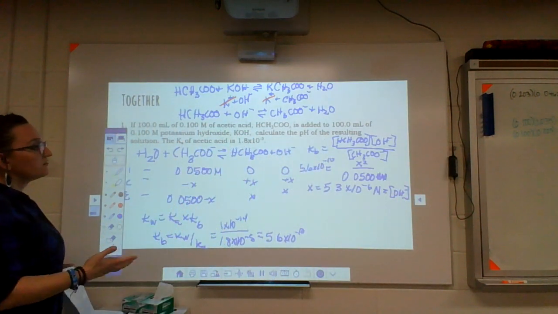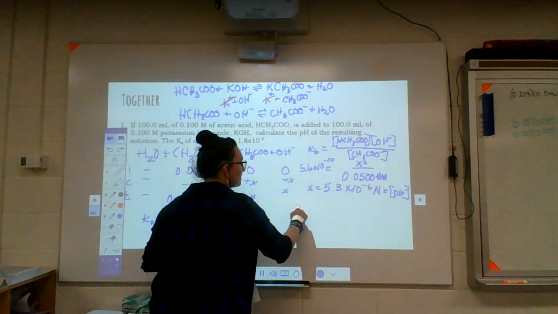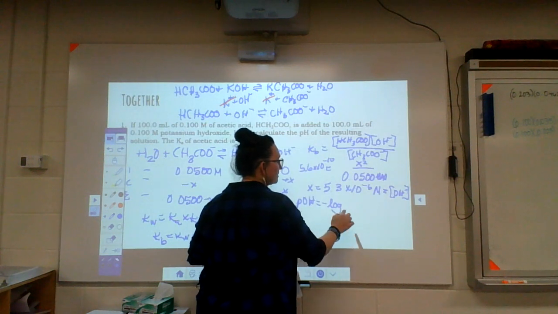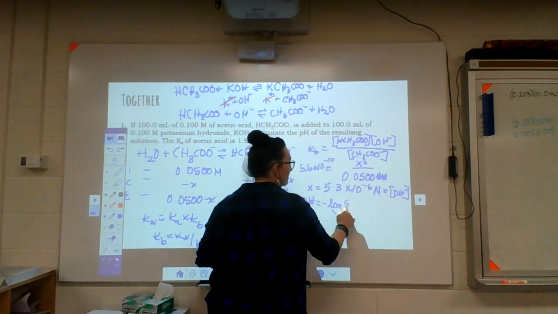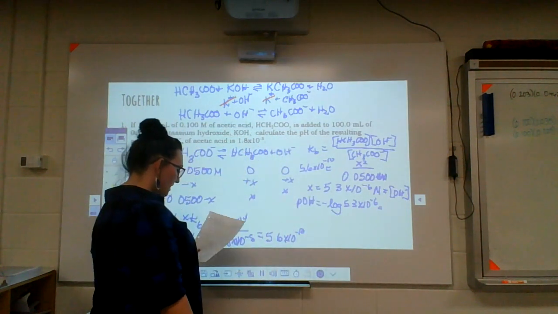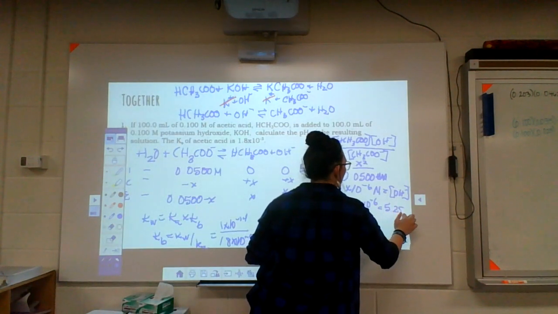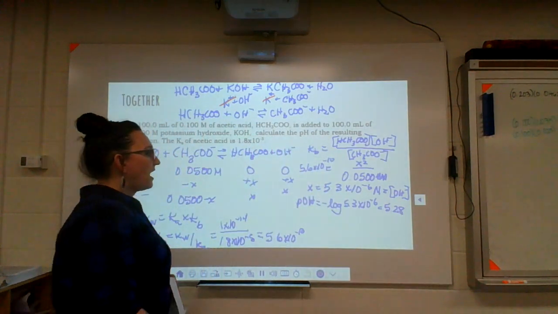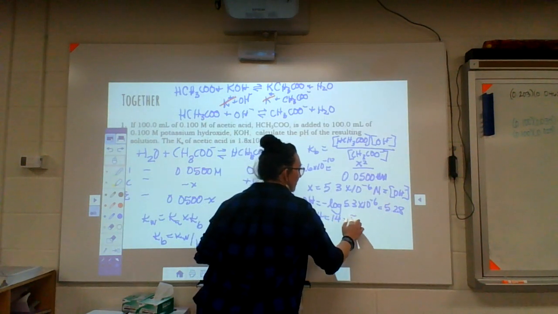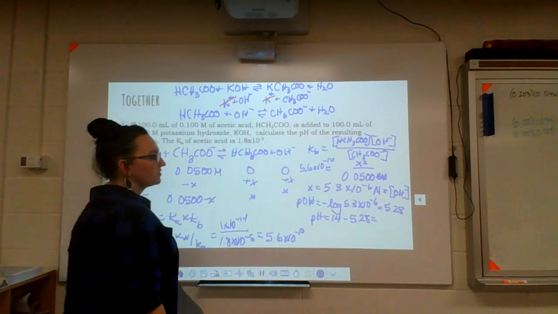Okay, so I'm trying to find the pH. I now have the concentration of the hydroxide ion. I can calculate my pOH. So that's equal to the negative log of the concentration of hydroxide, which was 5.3 times 10 to the minus 6. So my pOH is going to be equal to 5.28. And then pH is equal to 14 minus my pOH, 5.28. So my pH is going to be equal to 8.72.